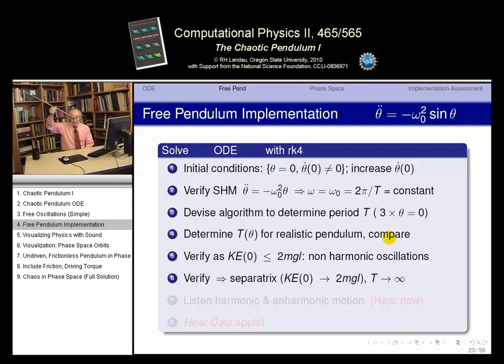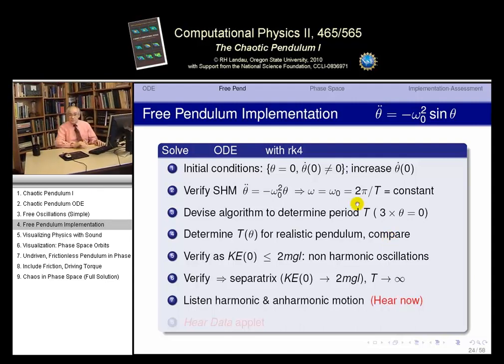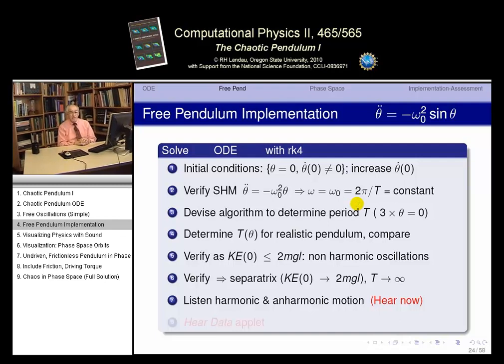Separatrix, because it separates oscillation, which is periodic, from rotation, which is also periodic. And rotation goes back and forth too. Okay, so try to do that. And then what we suggest for fun is you should listen to what periodic motion sounds like.